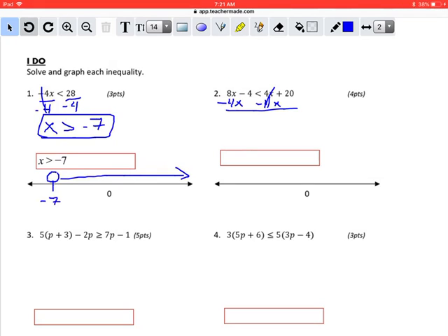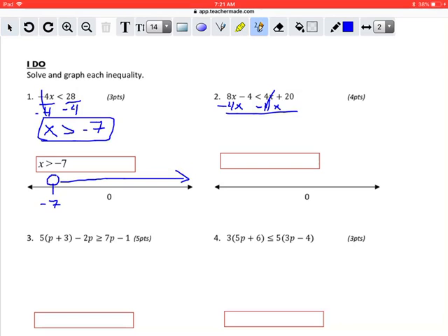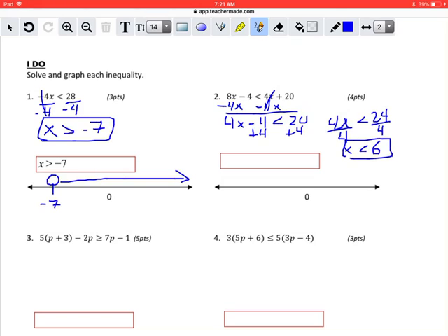And so I have 4x minus 4 less than 20. And now let's solve for x. So I add 4 to both sides. I get 4x less than 24. Then I divide by 4, get x less than 6. So that's what I'm going to graph here. So 6 would be about right here. It's again an open circle since it's not underlined, and then it's pointing to the left this time.